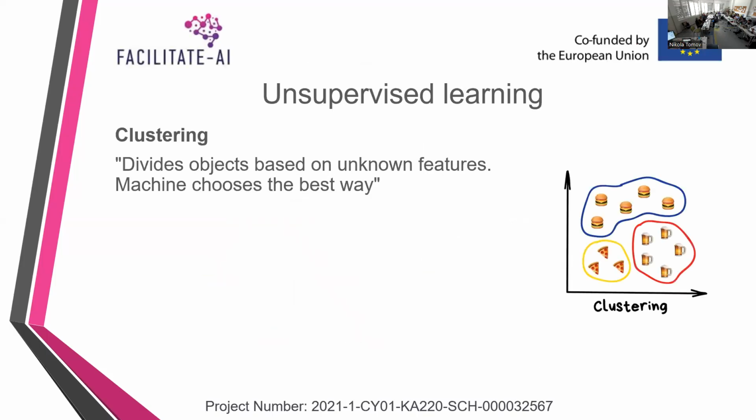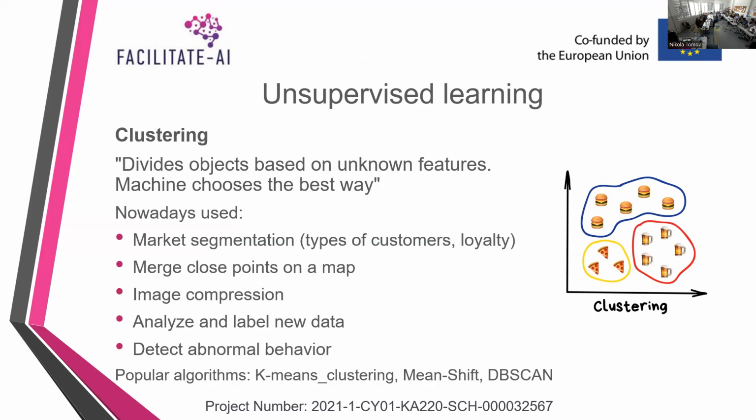In unsupervised learning, though, the problem you are asked to solve is, for example, clustering. It divides the objects based on unknown features, features you don't know. You have a bucket of objects and you don't know the features. Nowadays, it's used for market segmentation, to merge close points on a map in Google Maps when you have restaurants and they merge closely together, and for image compression as well.